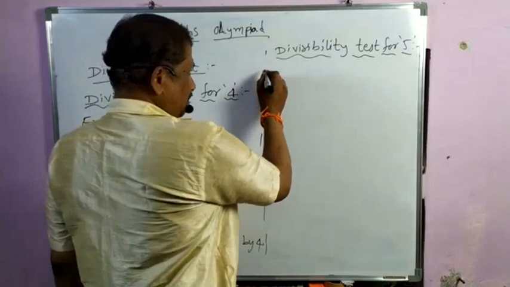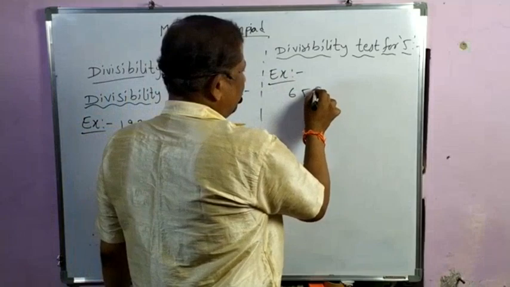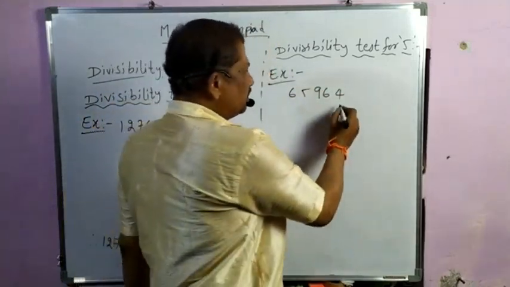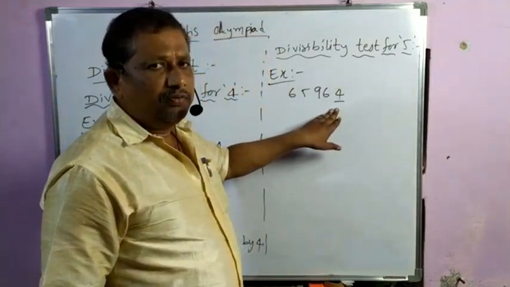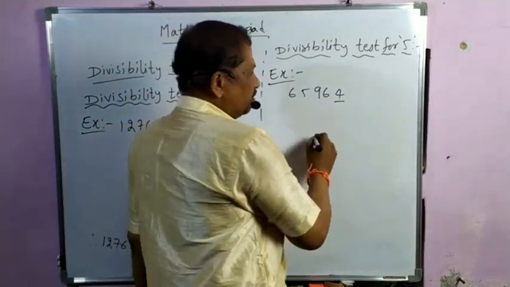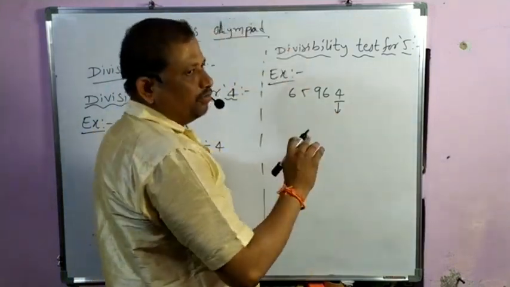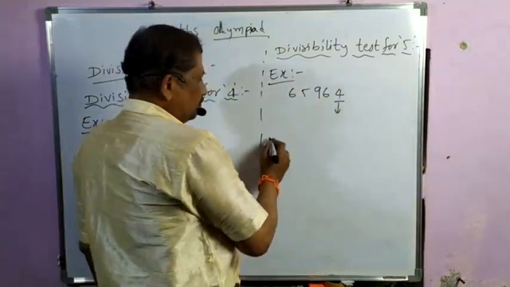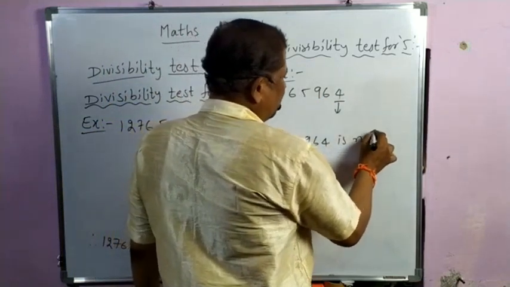Let us take one example. 65964. So the last digit is 4. It is not 0 or 5. A number is divisible only if the last digit or unit place consists of 0 or 5. Here it is 4, so it is not divisible. The last digit is not 0 or 5, therefore 65964 is not divisible by 5.